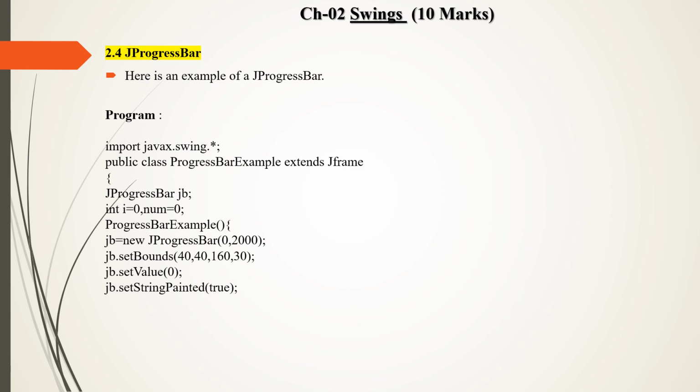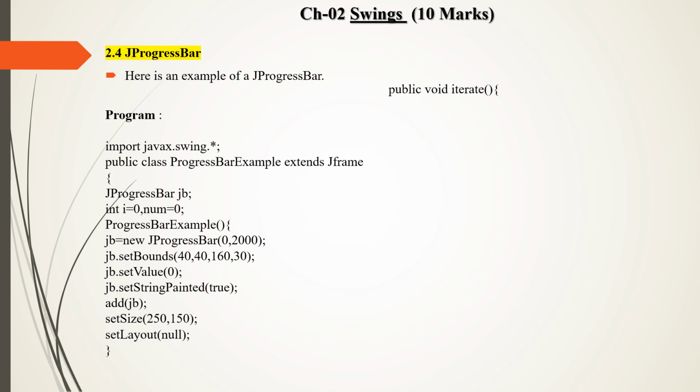Then we set the setStringPainted. This method is used to paint the string on the progress bar. So we pass true in this method. Then we add our progress bar jb into the frame. Then we set the size of the frame. Then we set the layout of the frame.